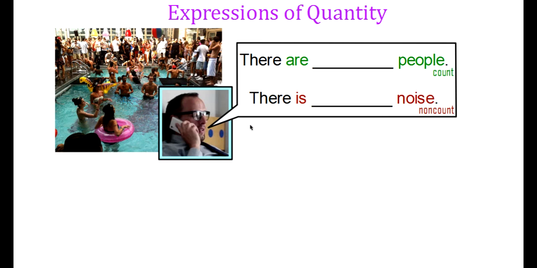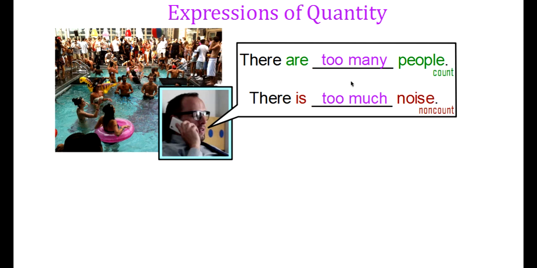Now Jeremy is complaining about a problem at the pool. The problem is an excessive quantity, a large quantity of people and noise. He says there are too many people and there is too much noise. Now these expressions, too many and too much, indicate an excessive quantity, a quantity more than we want.